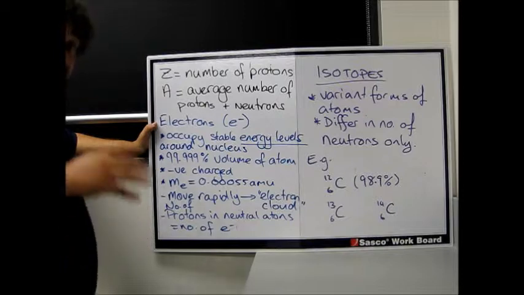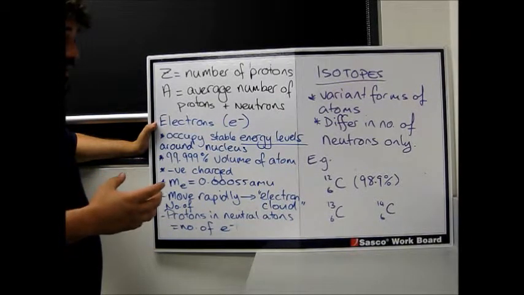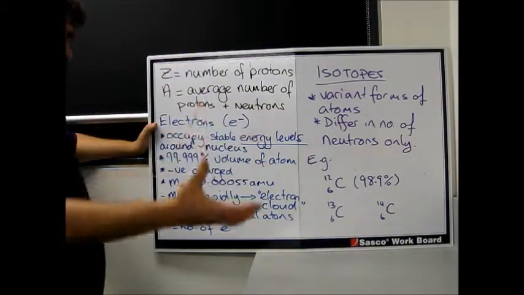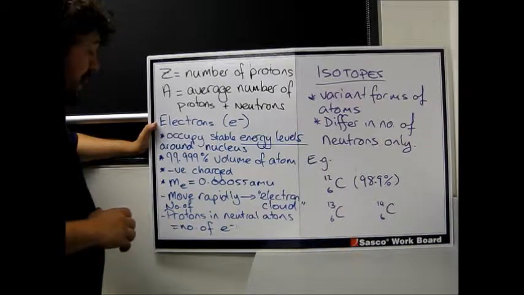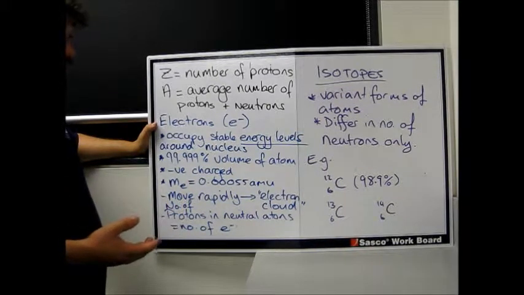They move rapidly, like they move so fast that we tend to not really refer to them as individual electrons, but as an electron cloud. And each cloud exists at a different level. In a neutral atom, the number of protons equals the number of electrons.